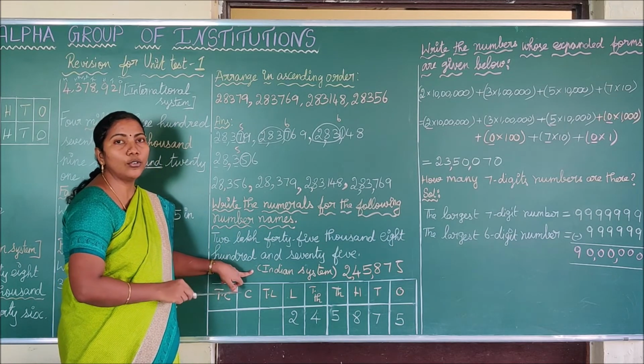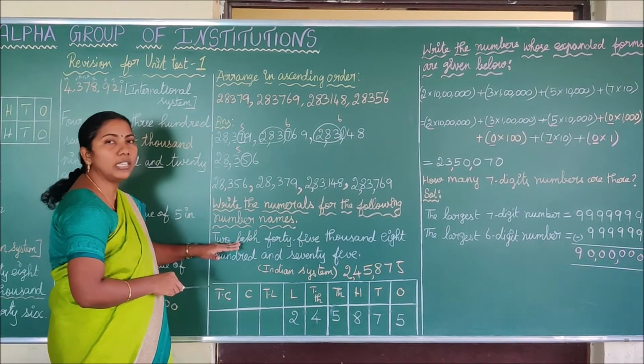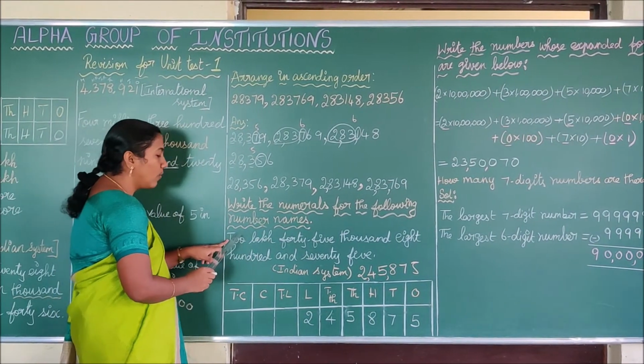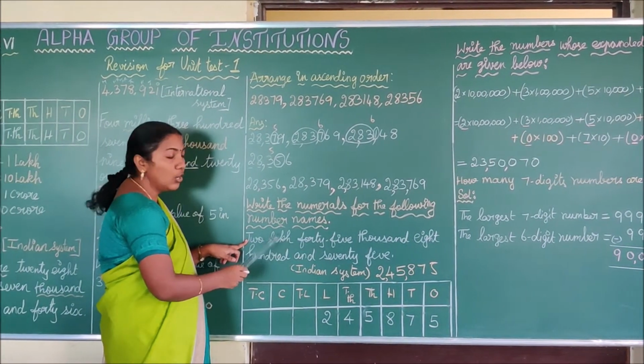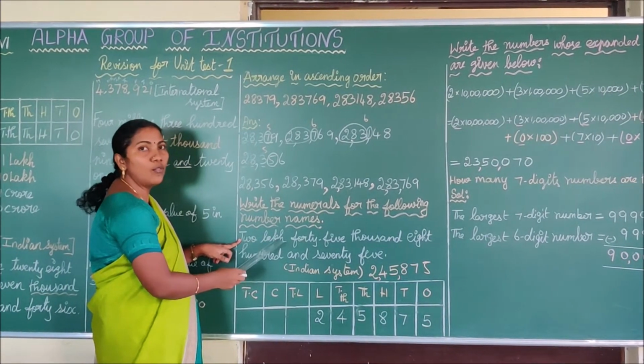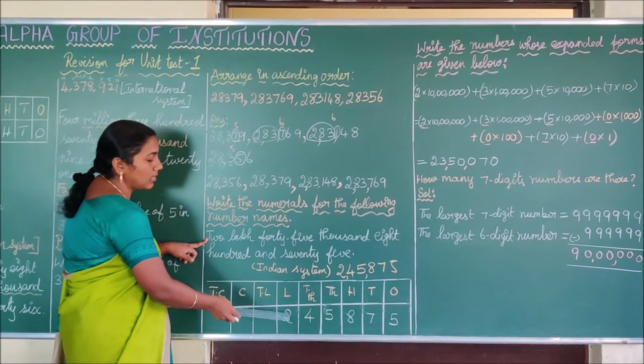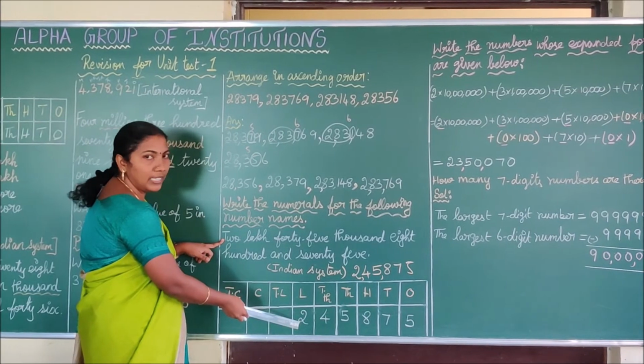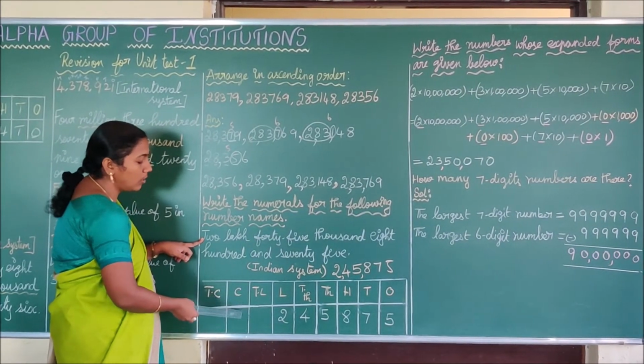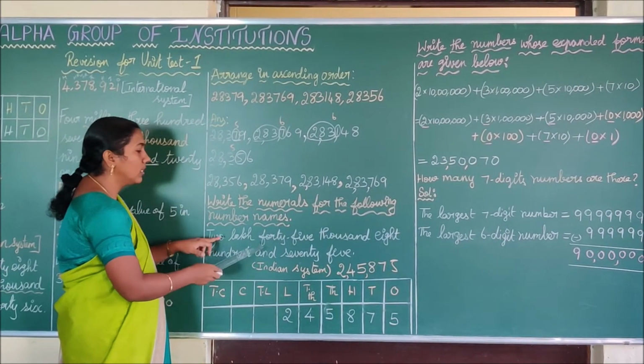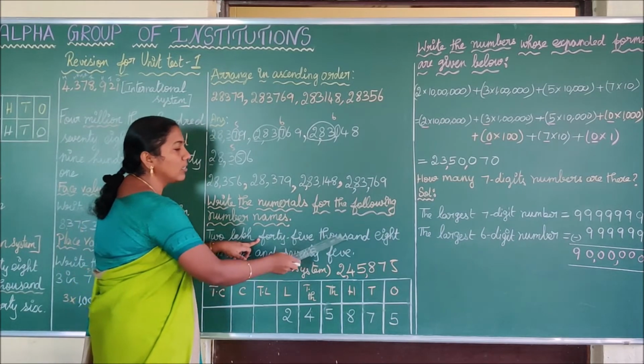Next we are going to write the numbers by using this number name. See clearly. First one is 2 lakh. That is 2. It is in the place of lakh. So in the column of lakh you have to write the number 2. Before that, the columns should be empty. Okay. See the next number, 45,000.